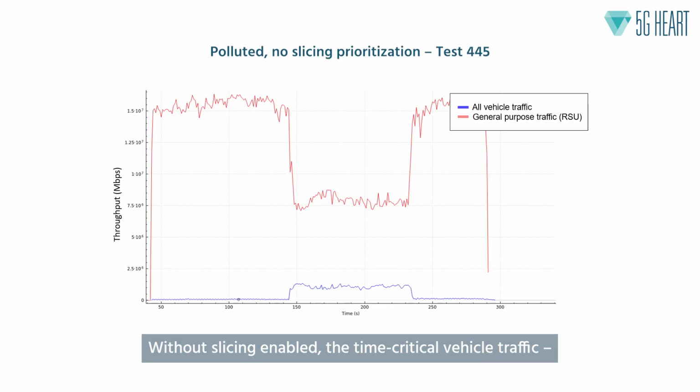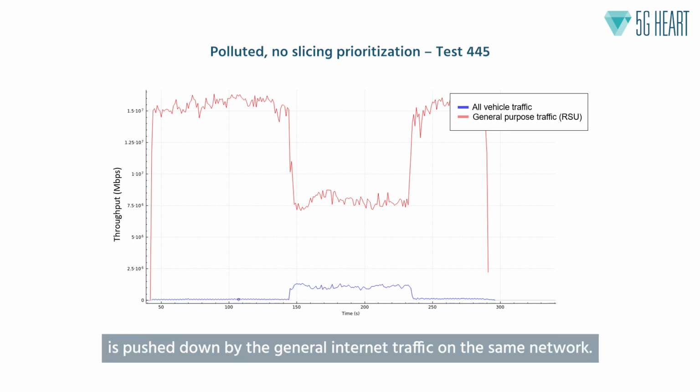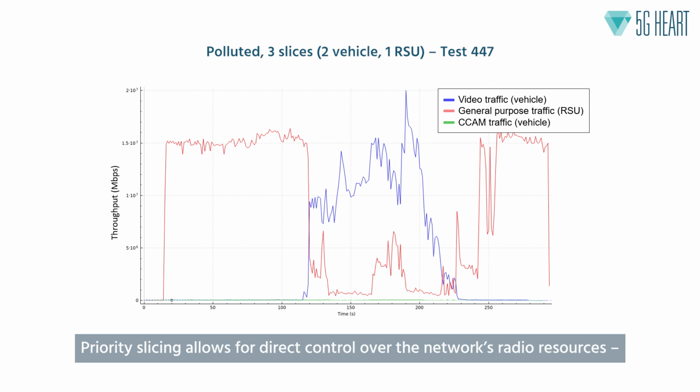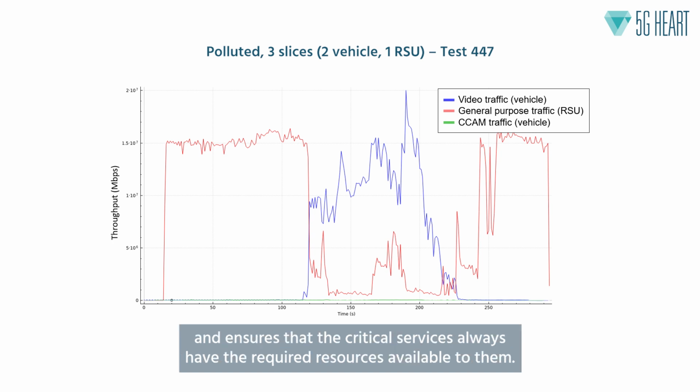Without slicing enabled, the time-critical vehicle traffic is pushed down by the general internet traffic on the same network. We can conclude that by utilizing 5G standalone slicing, the network can guarantee quality of service for critical services. Priority slicing allows for direct control over the network's radio resources and ensures that the critical services always have the required resources available to them.